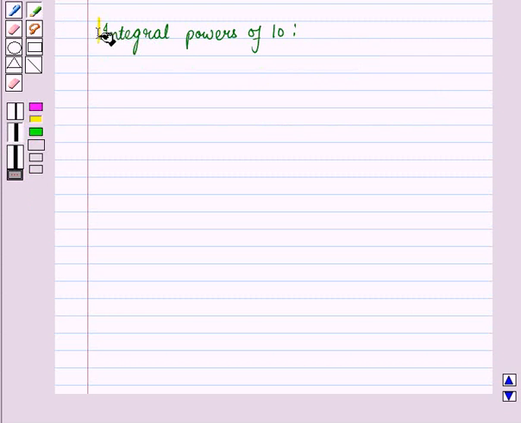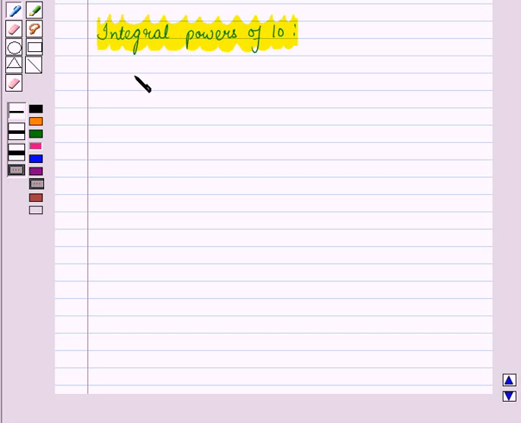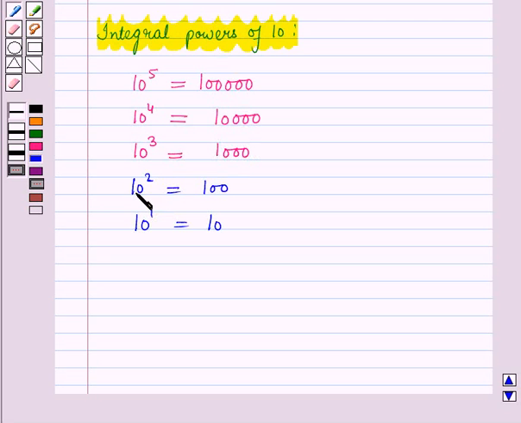Now let us see integral powers of 10. 10 raised to power 5 is equal to 100,000. Then 10 raised to power 4 is equal to 10,000. Then 10 raised to power 3 is equal to 1,000. 10 raised to power 2 is equal to 100. And 10 raised to power 1 is equal to 10.